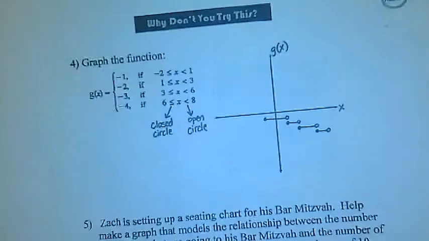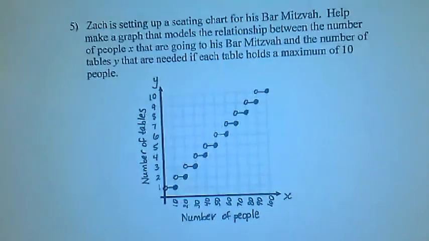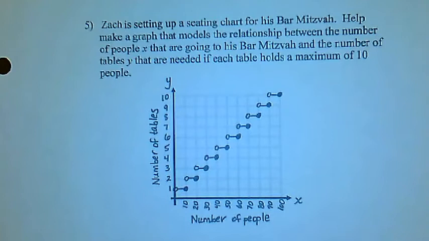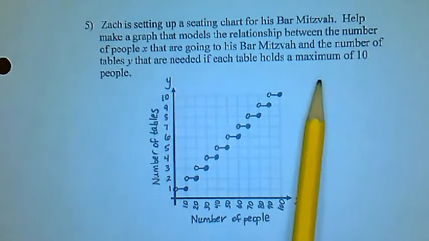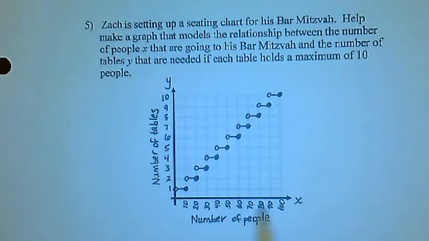For question number 5, that one was a little bit trickier, but I think once we go over it, it will make sense. The first thing that you want to do, because they gave it to you, is they told you that the number of people is x and the number of tables is y. So before you even do anything, you should label x and y, label the number of people, and then label the number of tables before you even know what numbers to put on each line.